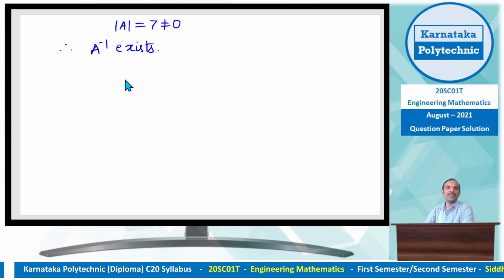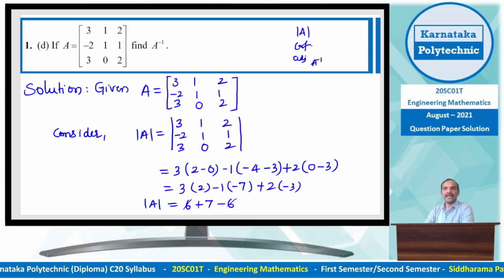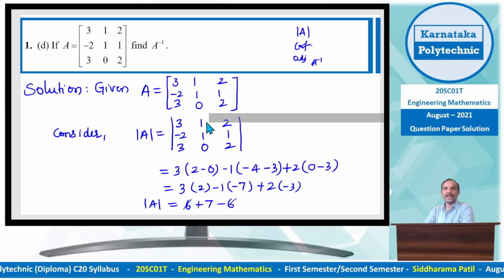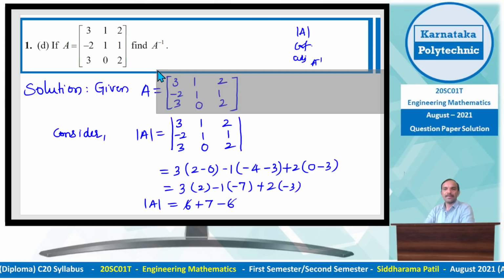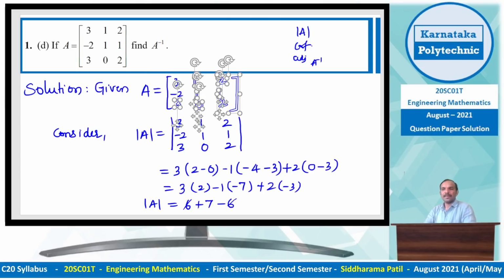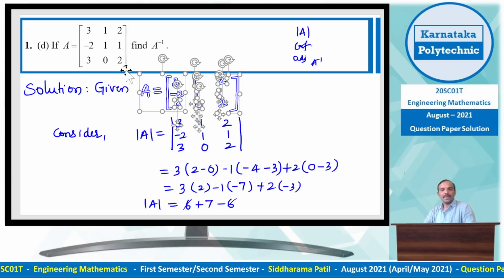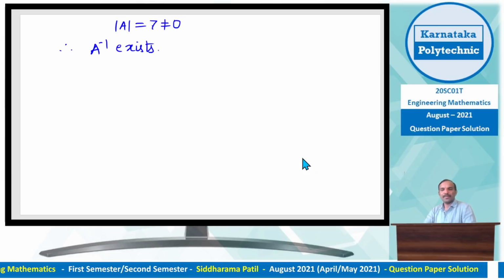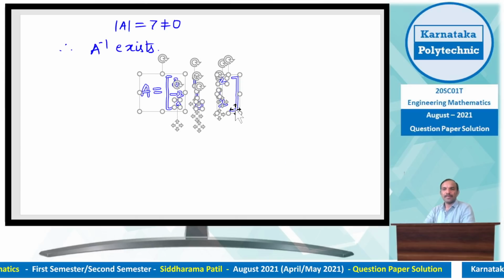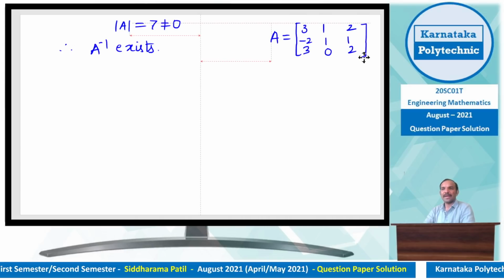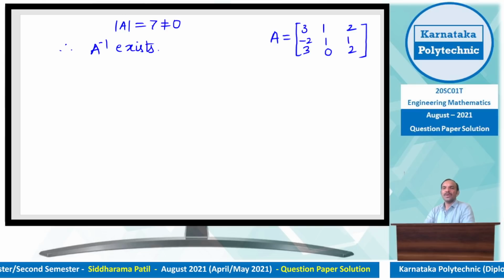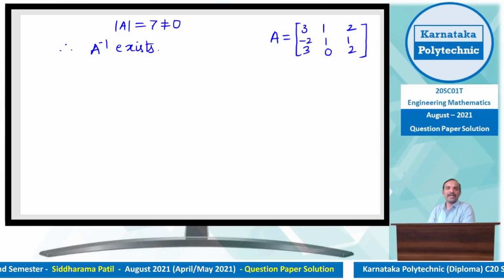Second step is cofactor. For cofactors I need the matrix. I will copy this matrix. Now, to find cofactors the matrix is needed.